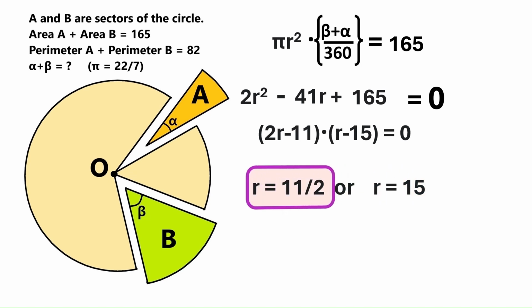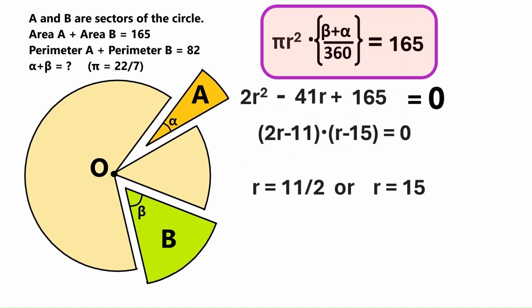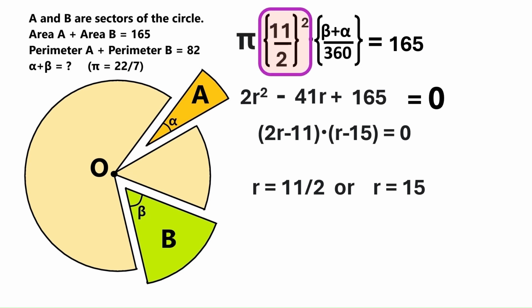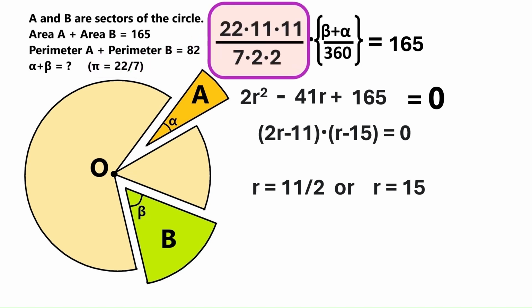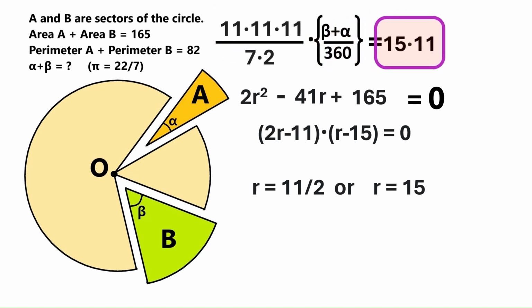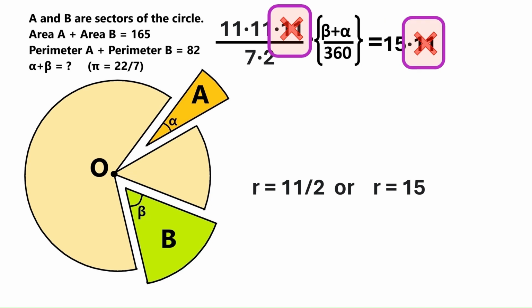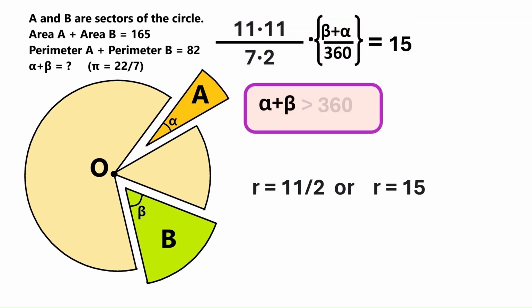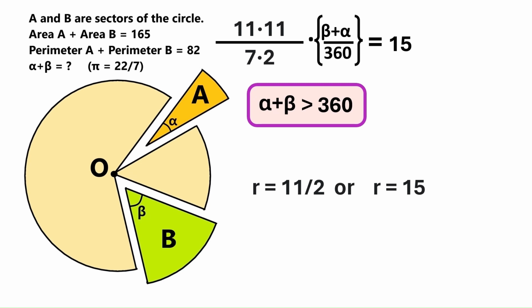Let's try 11 over 2 and see if it works. In this above equation, we've got an r squared, so we can replace it with 11 over 2 squared. Pi is given as 22 over 7, so let's turn this pi into 22 over 7. I'm factorizing and simplifying stuff, and I don't want to bore you with details, so let's get to the point. When r is 11 over 2, alpha plus beta turns out to be this crazy fraction, which is obviously larger than 360. Now my son has something to say about that.